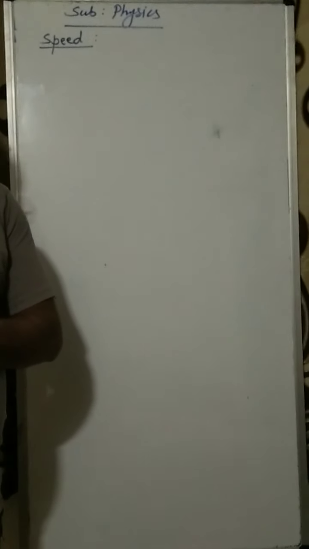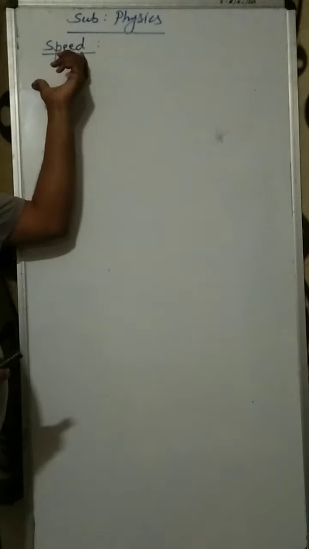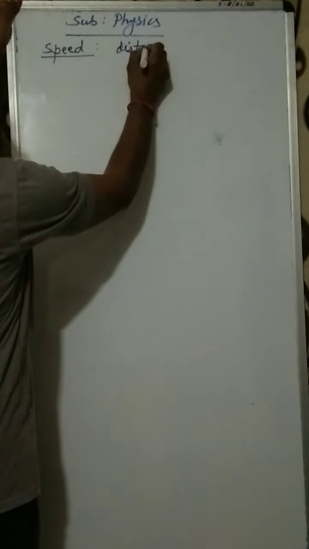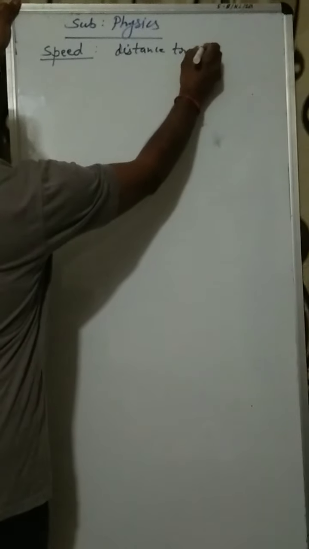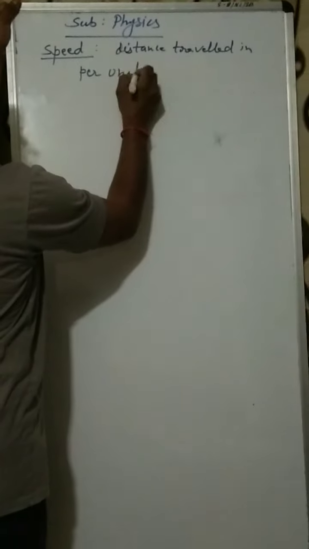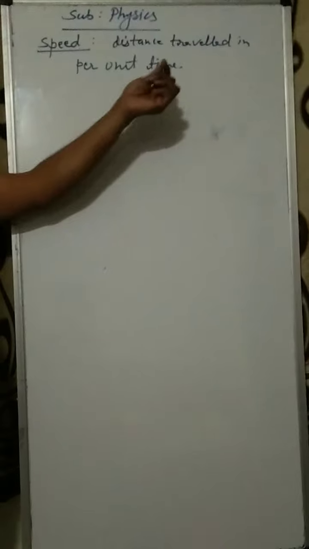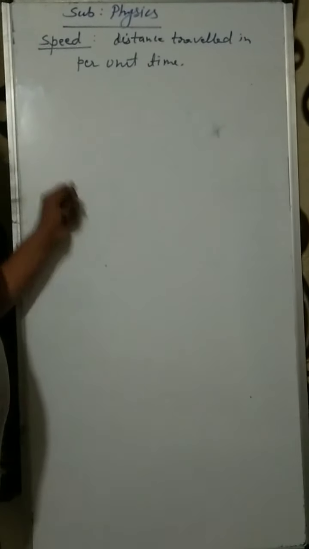Now the next topic is speed. This is a familiar term to us, speed. Speed is what? With the change in time, any object, any vehicle covers distances. So here speed is what? Speed is defined as the distance traveled per unit time.